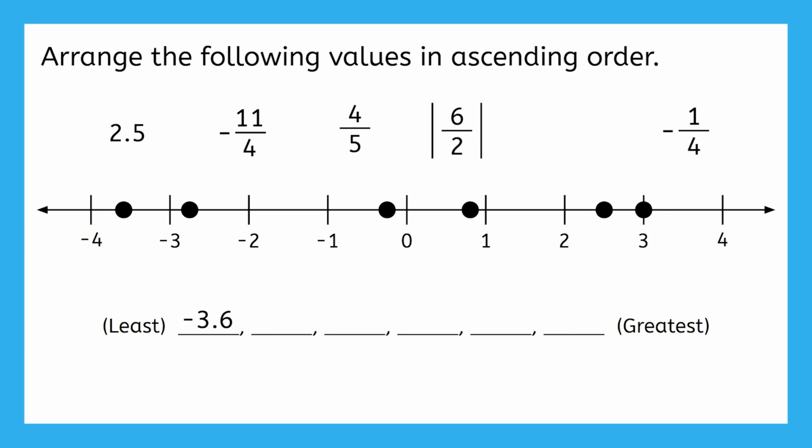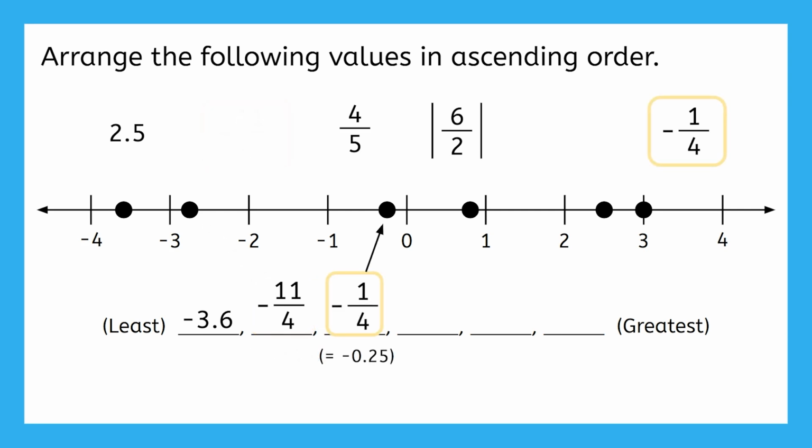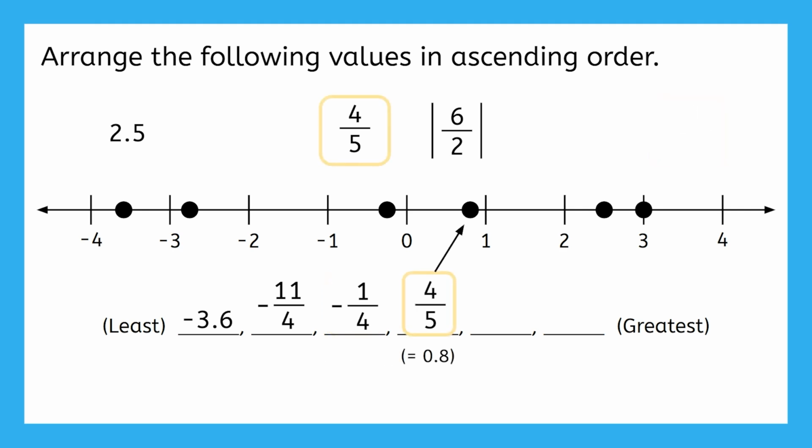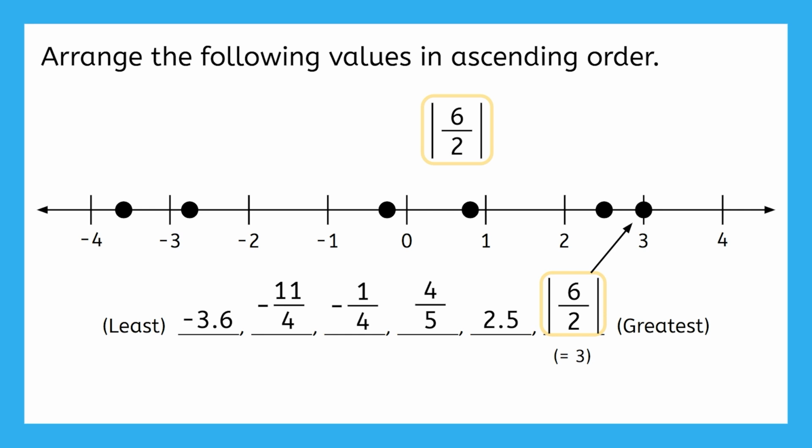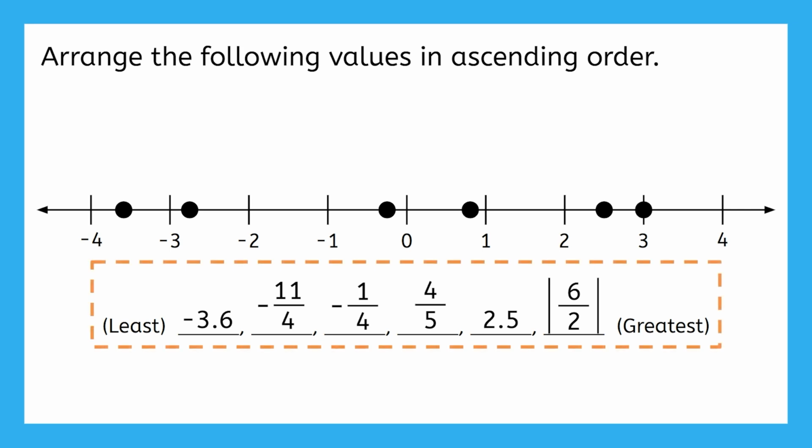Working our way to the right and toward the larger values, which number comes next? Yeah, negative 11 fourths, or negative 2.75. Then comes negative 1/4, or negative 0.25. The next value is 4 fifths, or 0.8. Next up is 2.5. And last on the list, with the largest value of the group, is the absolute value of 6 halves, which is positive 6 halves, equivalent to 3. Now we have the full and complete list of values in ascending order.